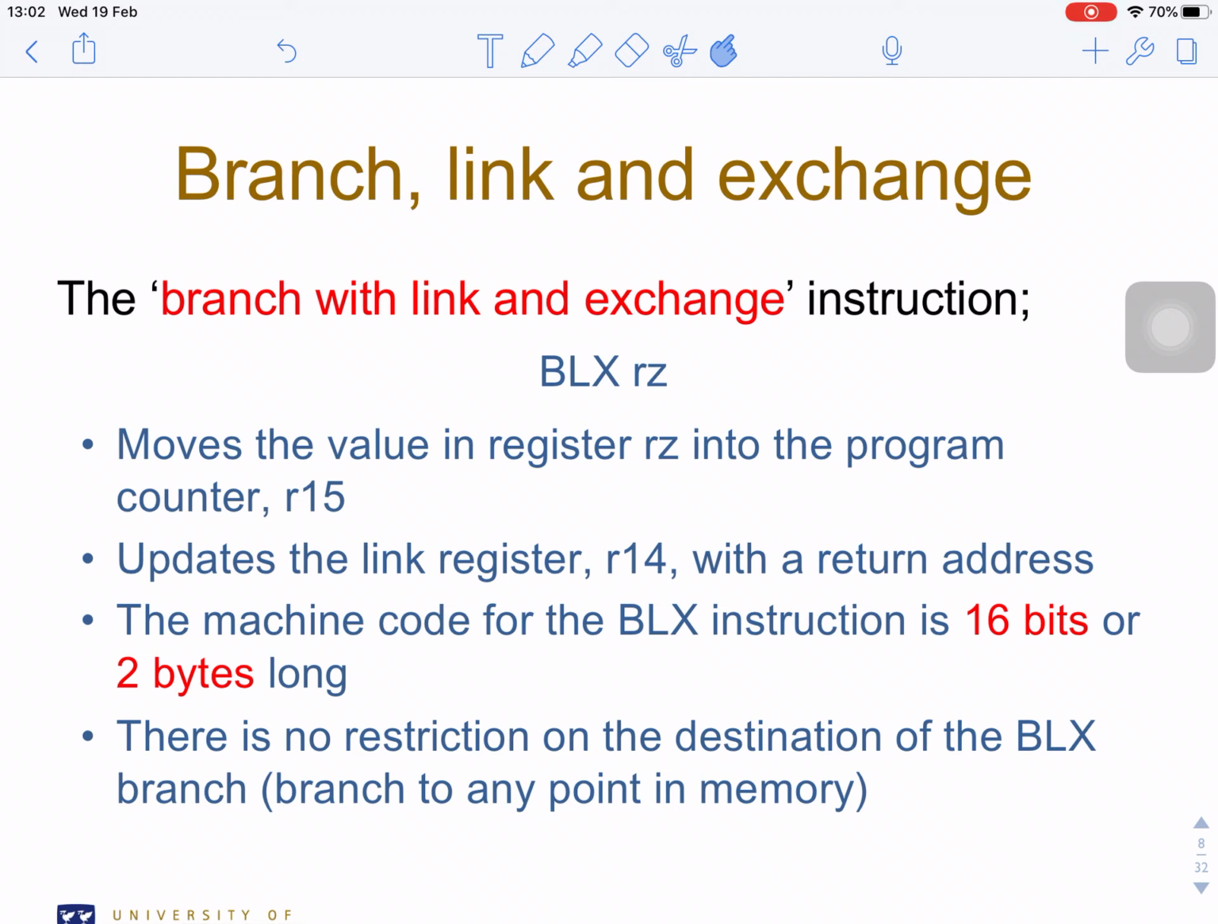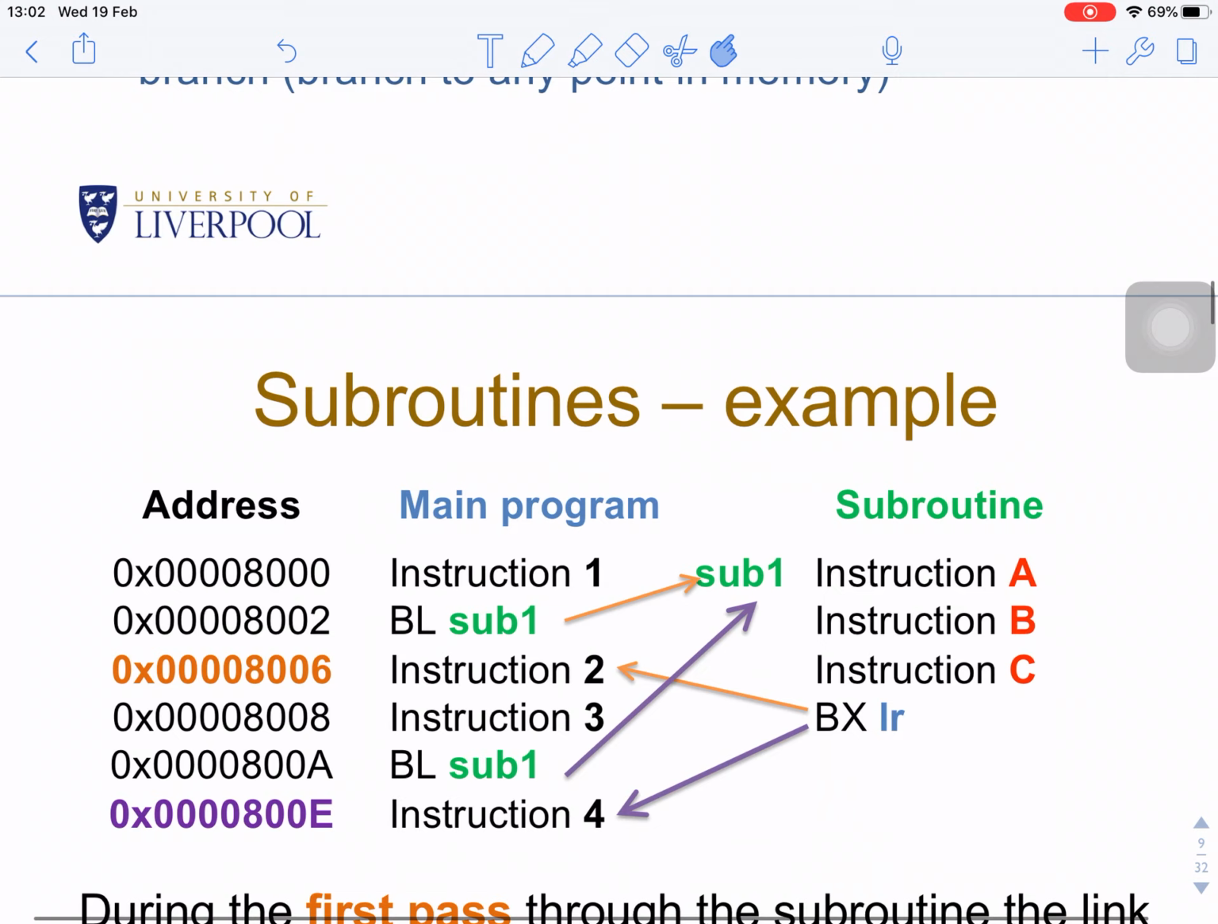And the machine code for the BLX instruction is 16 bits, or 2 bytes, long. There is no restriction on the destination of the BLX branch.